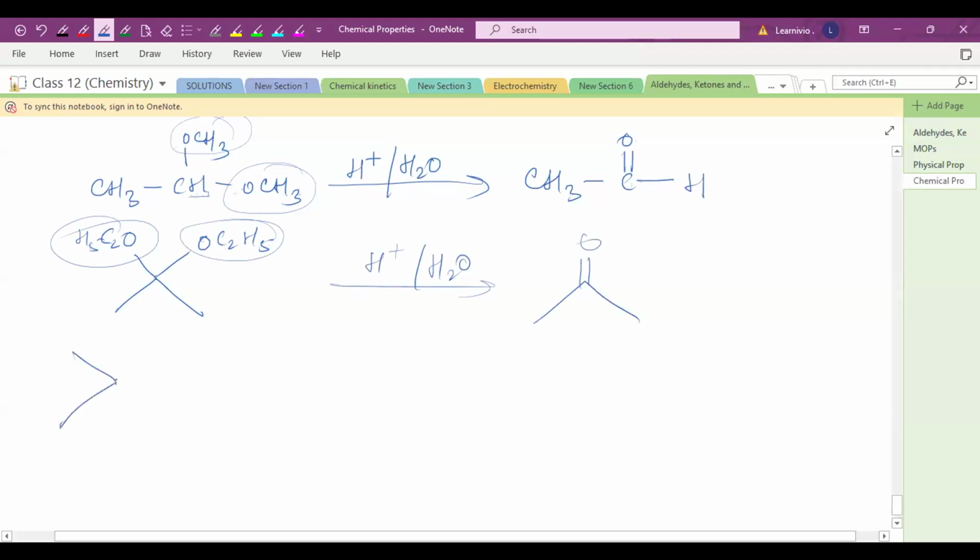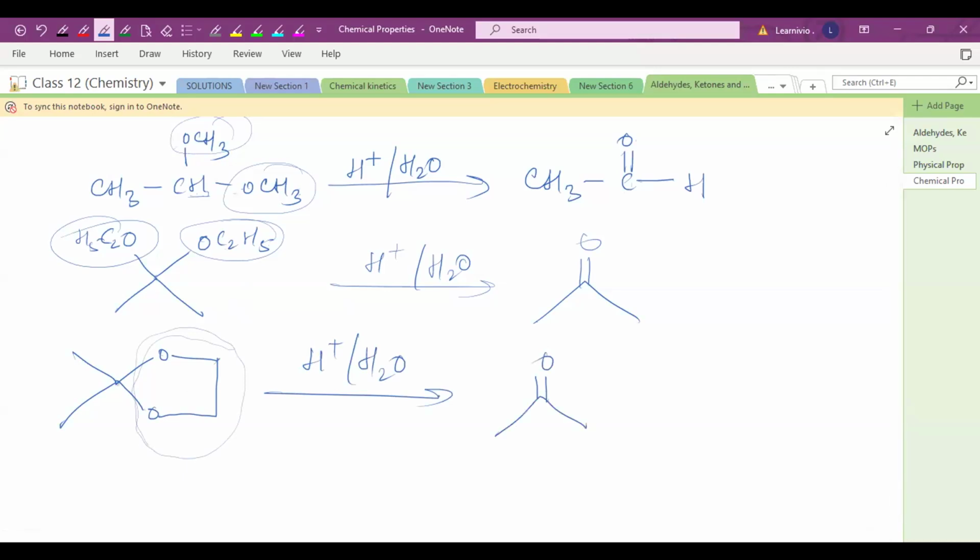Similarly, for example, we take a cyclic ketal, and hydrolyze it in the presence of dilute HCl. So this whole thing, just remove it and attach a double-bonded oxygen to this carbon. You will get this one; you will again get the acetone. Clear, Muniba? Yes, ma'am. Okay.